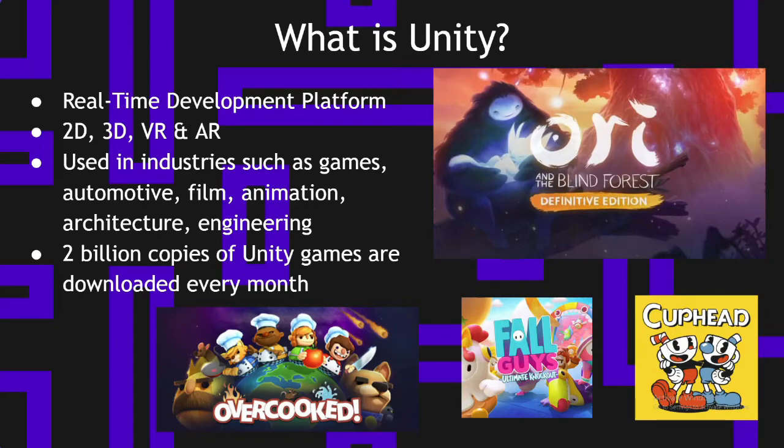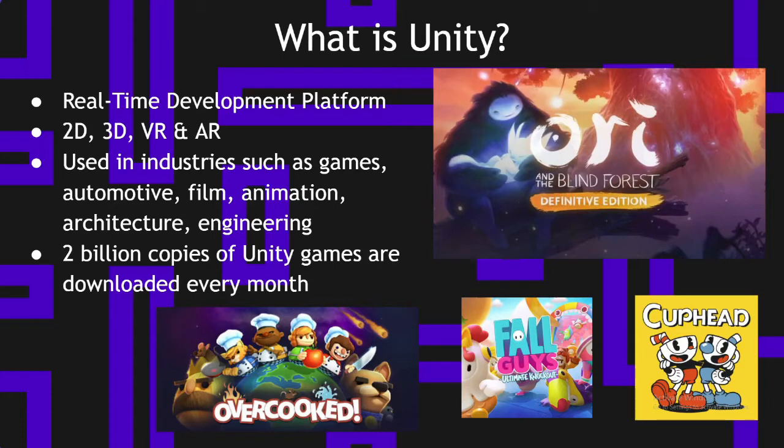So what is Unity? Unity is a real-time development platform, or an engine, that we use to make games, but it's also used for 2D, 3D, VR, and AR apps. It's also used in other industries apart from games. It's also used in automotive, film industry, animation, architecture, and engineering.